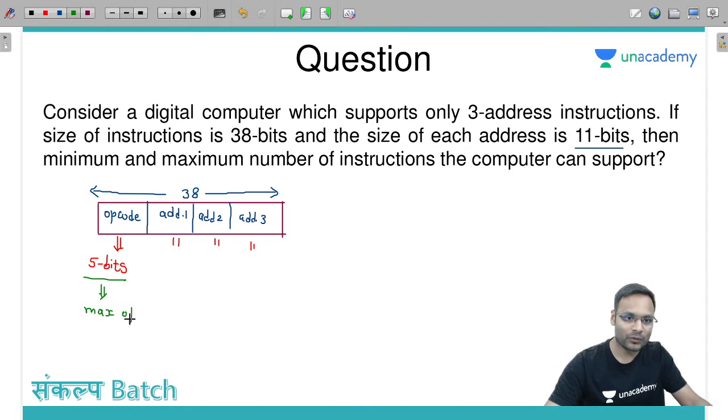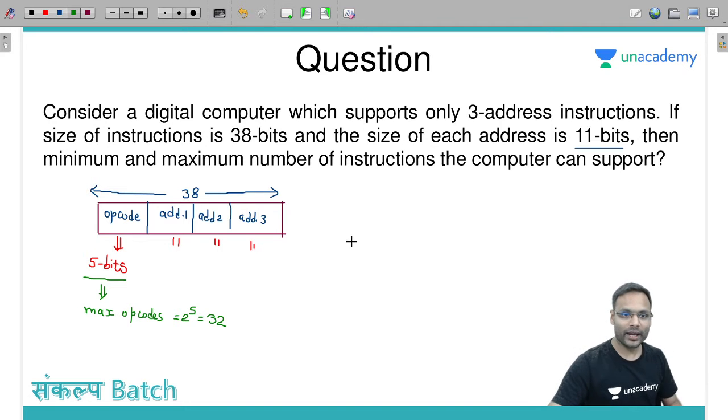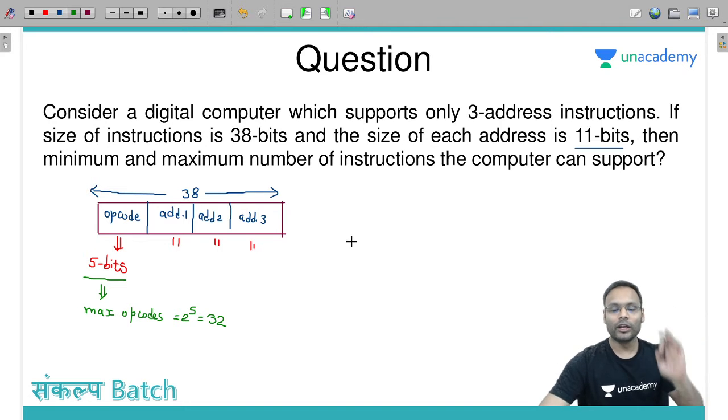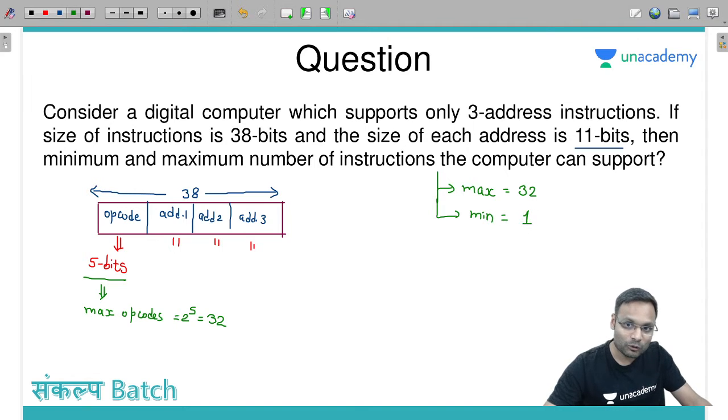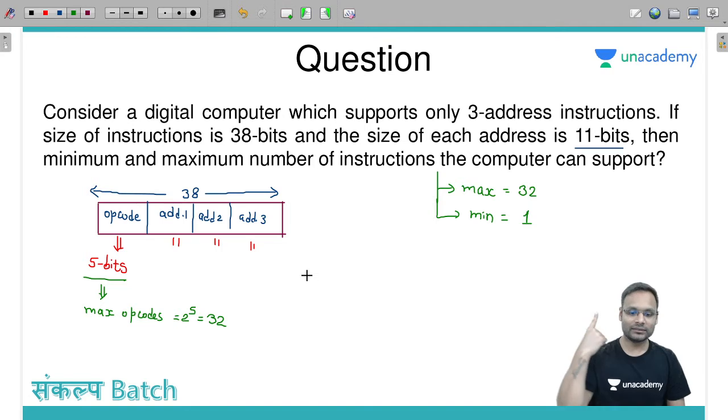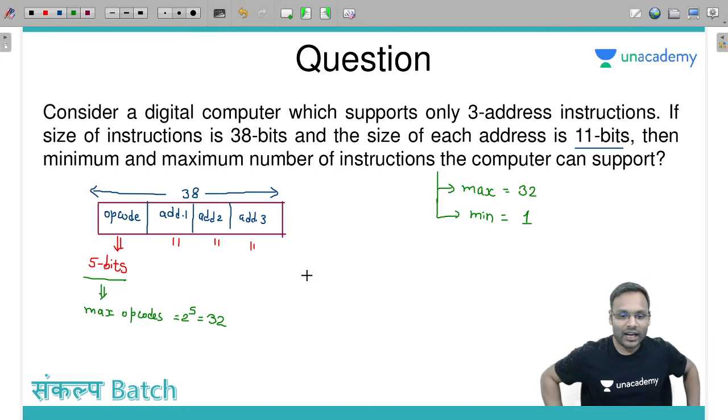Maximum opcodes will be 2 power 5, which is 32. Maximum opcodes are 32. If maximum opcodes are 32, it means the maximum number of instructions is equal to 32. Can you tell me the minimum number of instructions supported by this system? Minimum, at least one it will support. Minimum 1. Yes, understood.